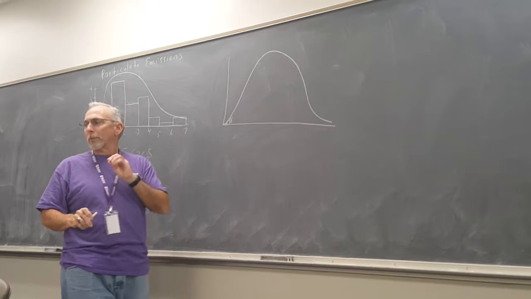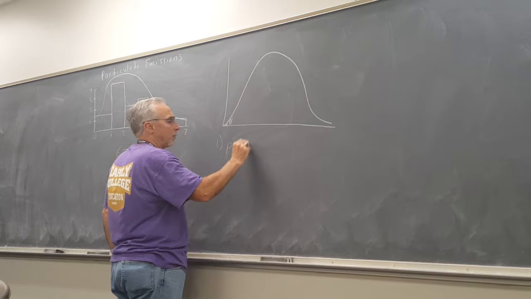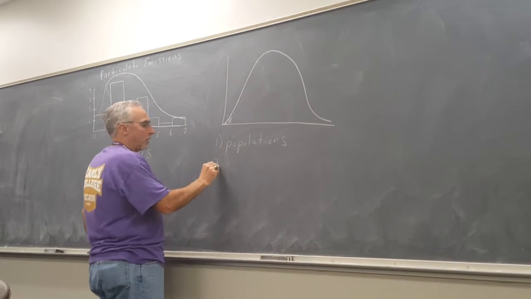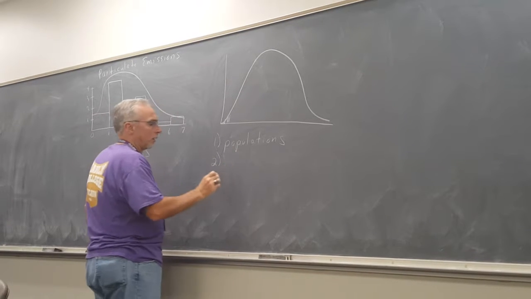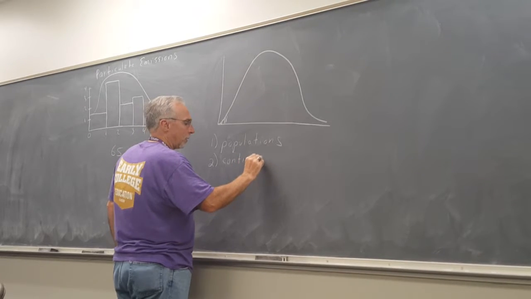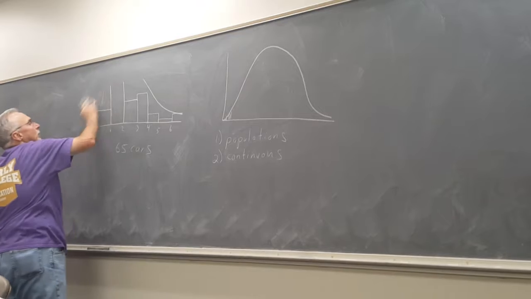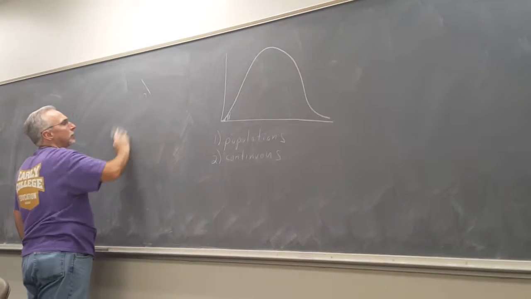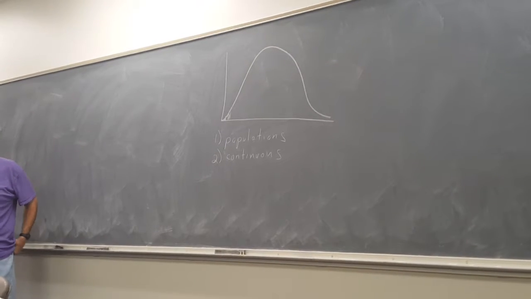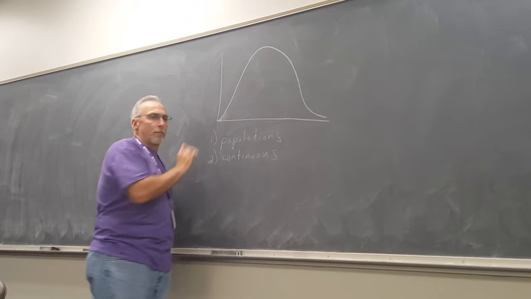So in this section, we're going to be talking about 2 different things. One is populations, not samples. And 2, this is again going to be continuous variables. So last section, we were talking about discrete variables and samples, not population. These ran so many trials.